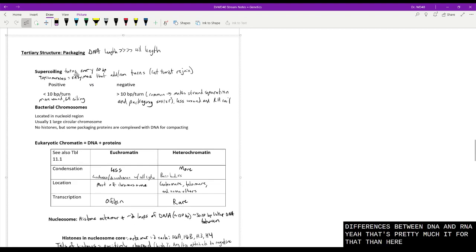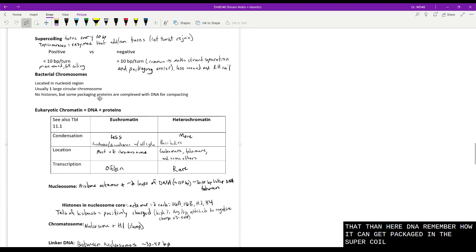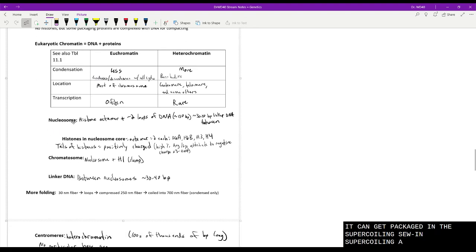Then here, DNA, remember how it can get packaged in the supercoiling. So in supercoiling, a nucleosome is around 150 base pairs, and it's made up of histone proteins. They're little sets. Each has 8 histones. It's an octamer. So that nucleosome is at 150 base pairs. And then if you include that histone 1, which is the clamp, it's called a chromatosome.